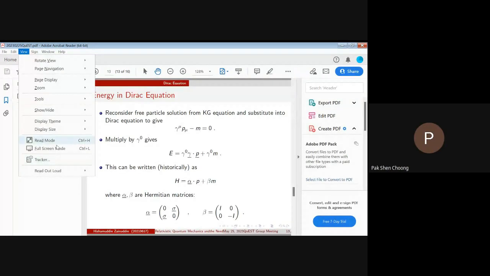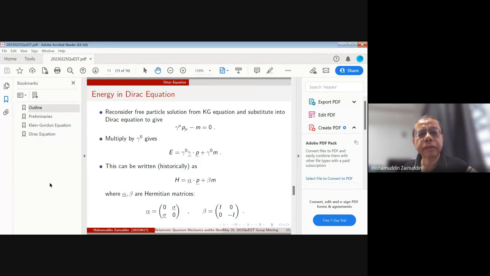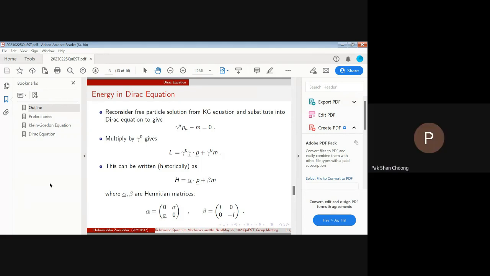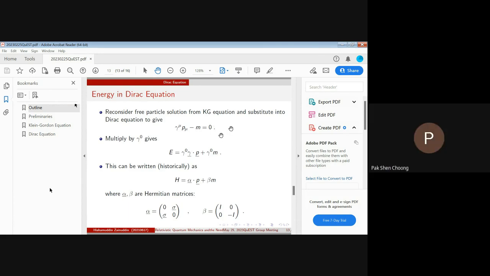Sorry, Prof. Maybe just a quick question. If you just multiply by gamma naught, how do you get positive in E? I mean, you multiply the first equation with gamma naught, right? How do you get the gamma naught m to be positive? Because the first equation is minus m. You bring it out to the other side of the equation. Oh, okay. Thank you.